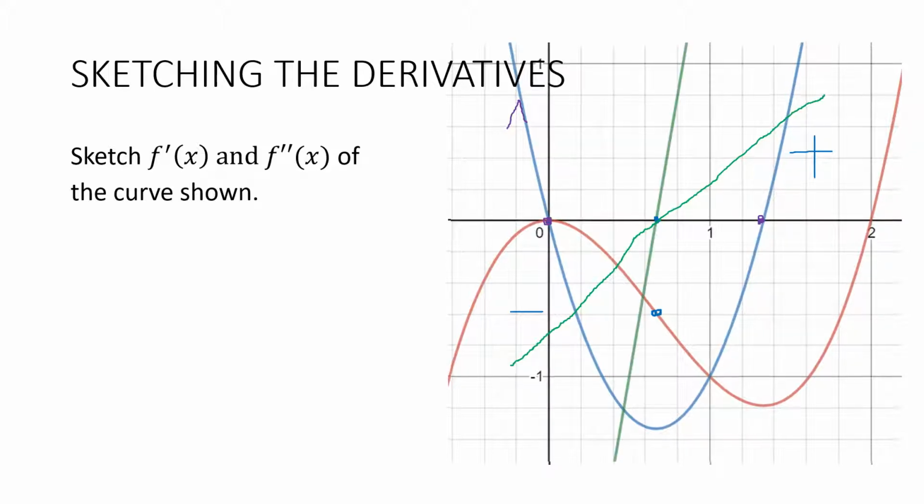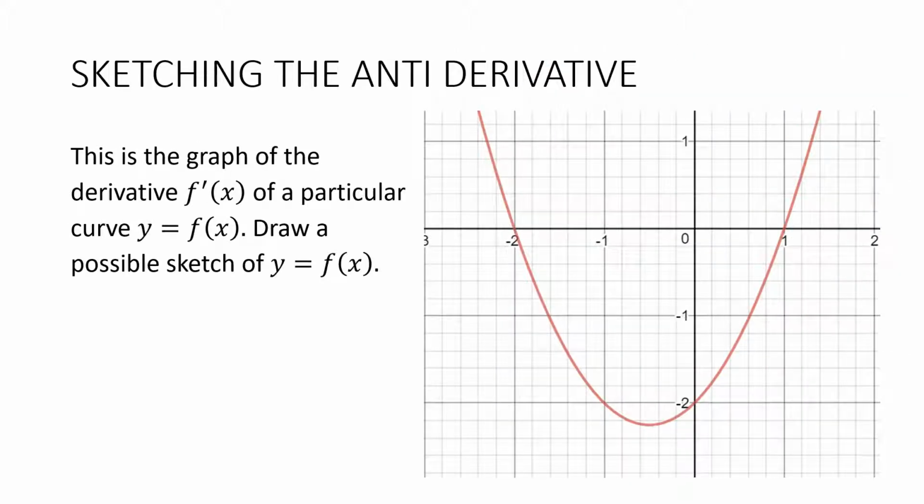Let's see how we went. Okay, a little bit steeper, but again, the angle's not that important. It's more important that you get the position right, which we did, and the negative and positive. So that's how we draw the first and second derivative. Now, what if we've got to go the other way? Here we've got the graph of the derivative, and now we want to draw the curve. So we've got to draw a possible sketch of y equals f of x.